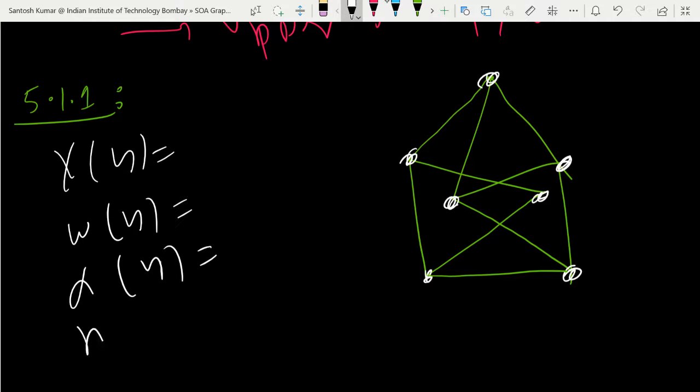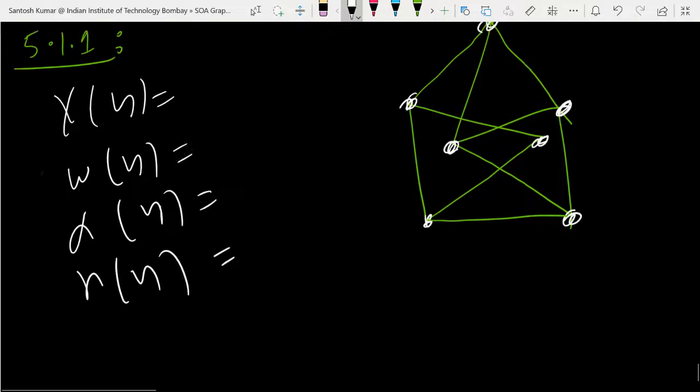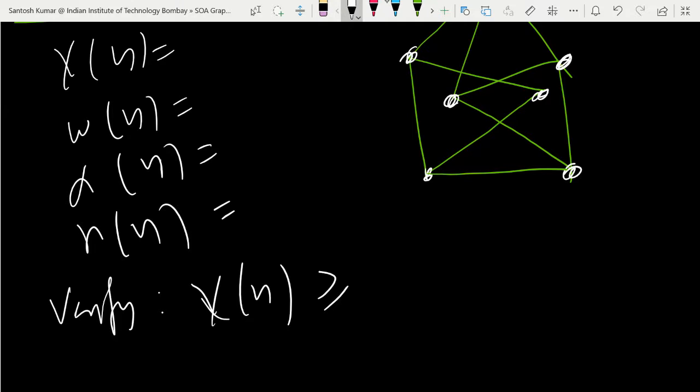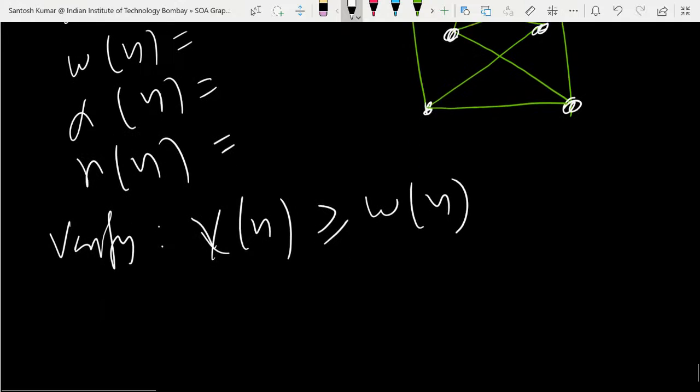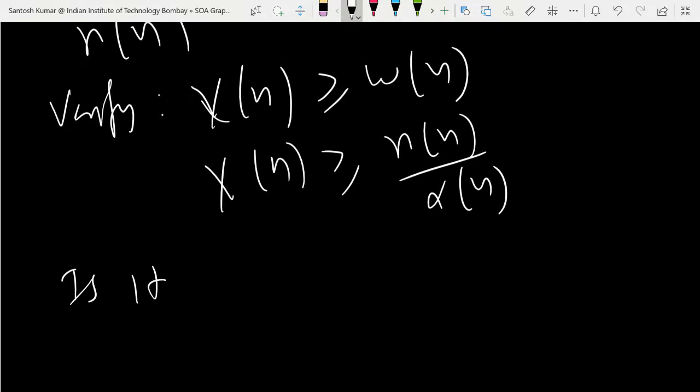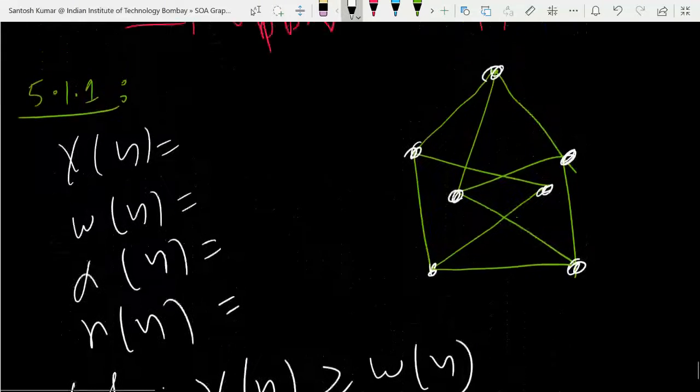and find the order of the graph, and then verify whether the chromatic number of G is more than or equal to omega of G. This was the lower bound. And chromatic number of G is more than or equal to order of G upon alpha of G. Then they are also asking, is it color critical? Word to word you can see in the book. Try this first.